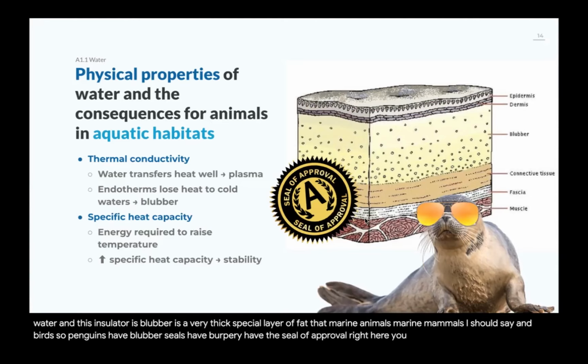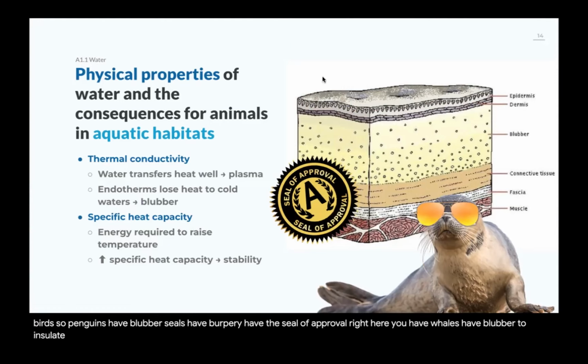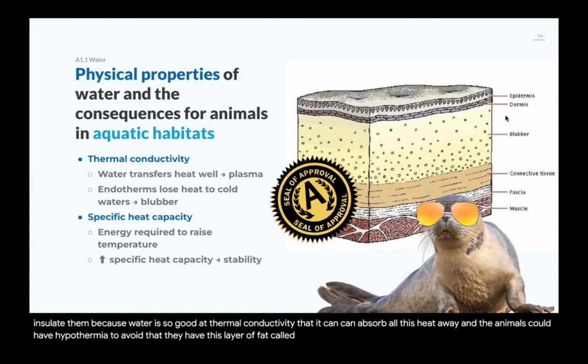Whales have blubber to insulate them because water is so good at thermal conductivity that it can absorb all this heat away, and the animals could have hypothermia. To avoid that, they have this layer of fat called blubber as an insulator.